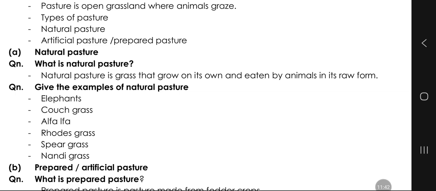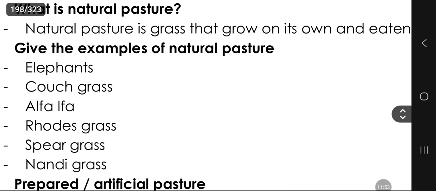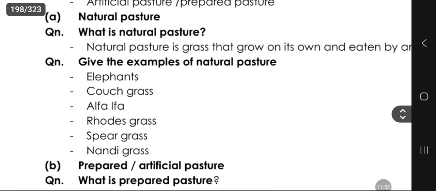So people will tell me that I can plant the elephant grass. But remember, after planting the elephant grass, the animal will eat it in its raw form. That means still it remains a natural pasture. Then we talk about something else.